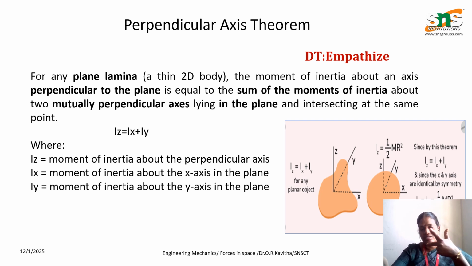So if I am taking this, this is the x-axis, y-axis, z-axis. If I want to find the moment of inertia about the z-axis, I have to find the moment of inertia of the given section about the x-axis and the y-axis, and I have to calculate and add both, and then I'll get the moment of inertia about the other axis. So here these axes are mutually perpendicular to each other.